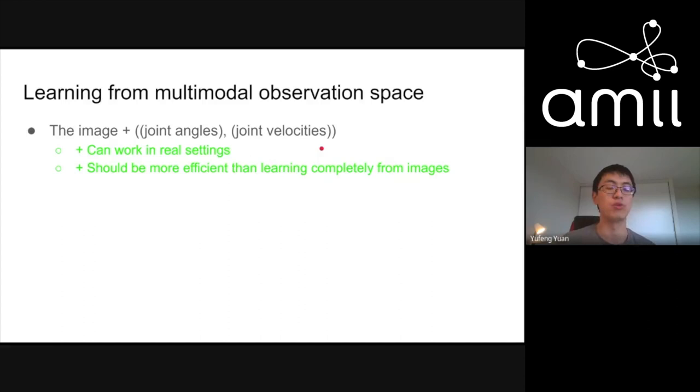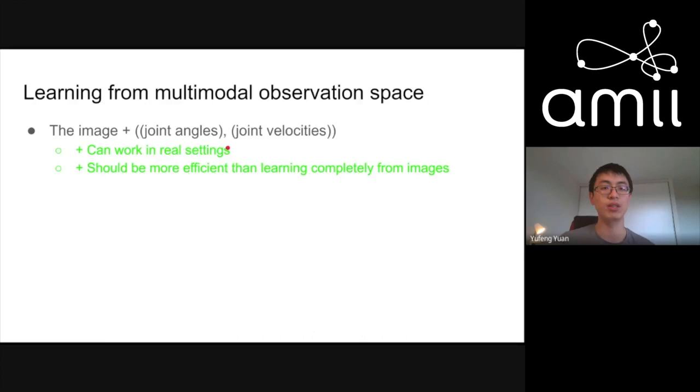So this can work in a real setting, because usually the joint information of the robot is accessible, and it should be more efficient than learning completely from images, because now part of the information necessary for the agent to learn, like the joint information, is already given as a vector. So in this case, the agent just needs to extract features related to the target from the image, which could make the representation learning part easier.